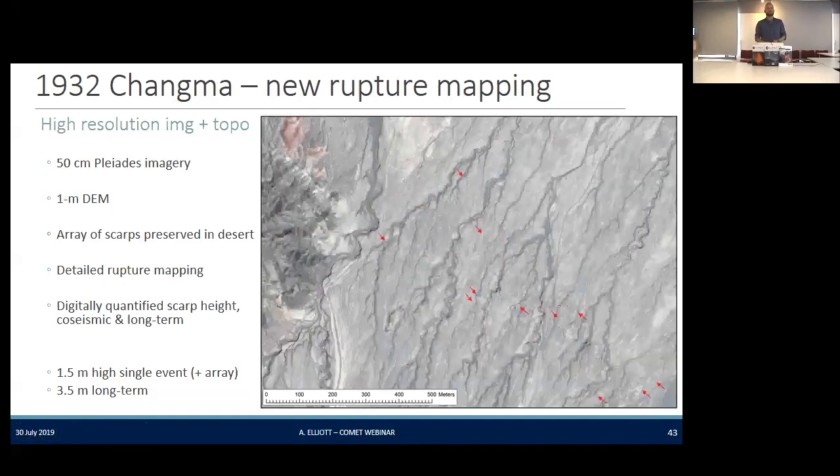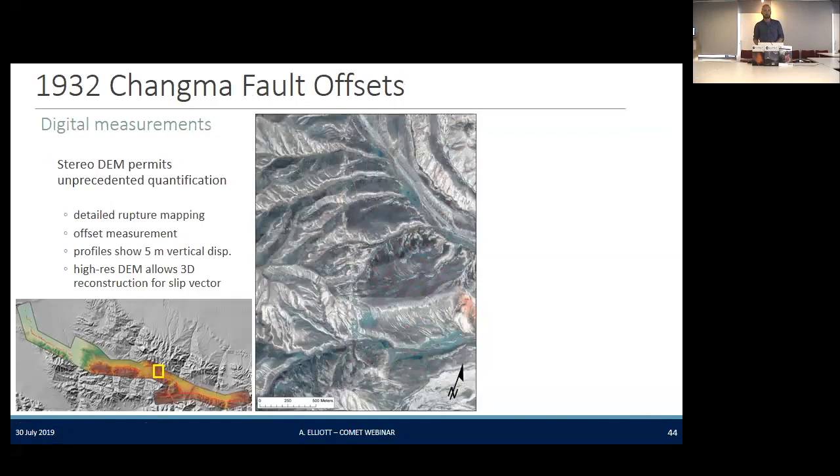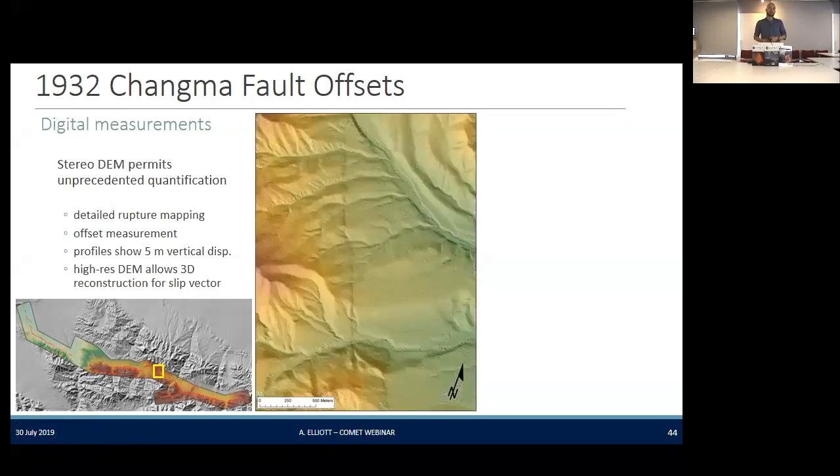The rupture is quite well preserved in the desert landscape. We'll move to the center of the rupture here, where it's actually quite exquisitely well preserved. You can see it clearly running straight down the middle of the image itself. Although there are features in the landscape that make its interpretation a little bit ambiguous. When you use the elevation map instead of just the imagery, you see the really nice, clear scarp of a single event, which represents the 1932 earthquake.